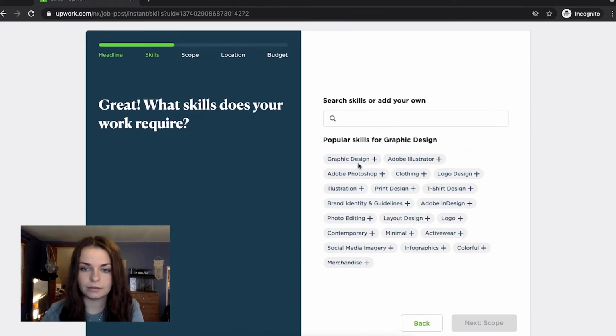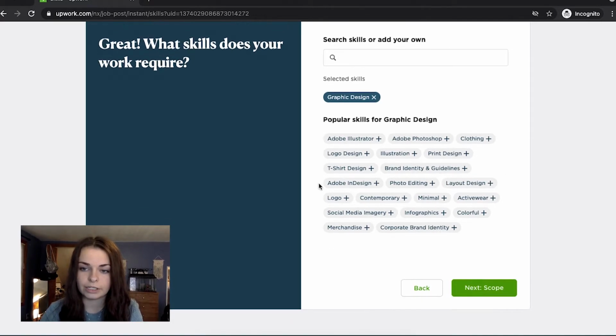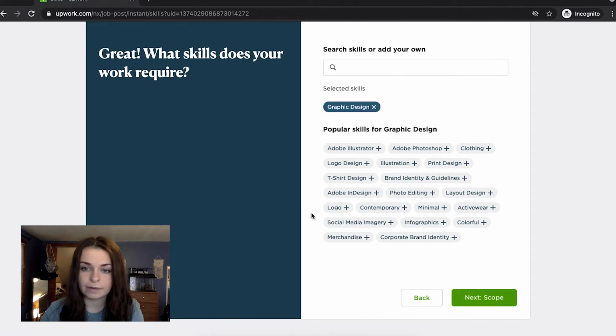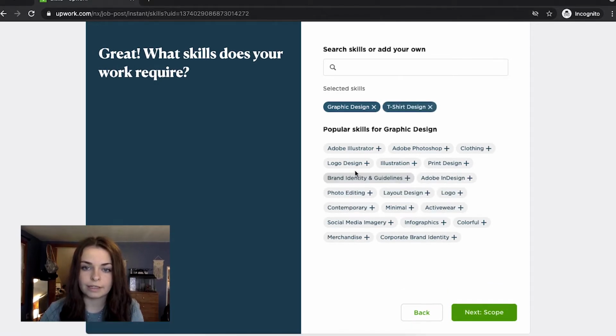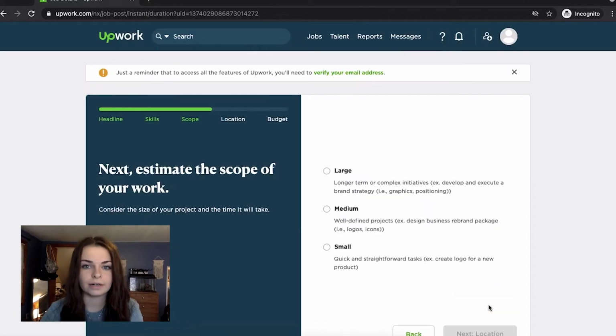Great. So you're going to want to go through your skills. I personally don't have a preference what kind of software they use, just as long as they can save in a PNG with a transparent background. Mine's for t-shirts, throw in logo, clothing, just pick your skills. This helps the worker that's going to be working for you know if they're a good fit or not, and it also helps you decide if they're a good fit or not.